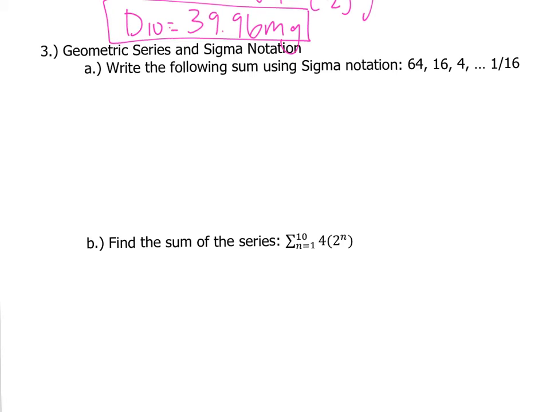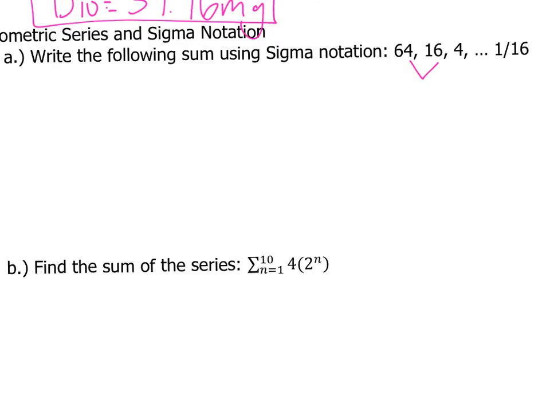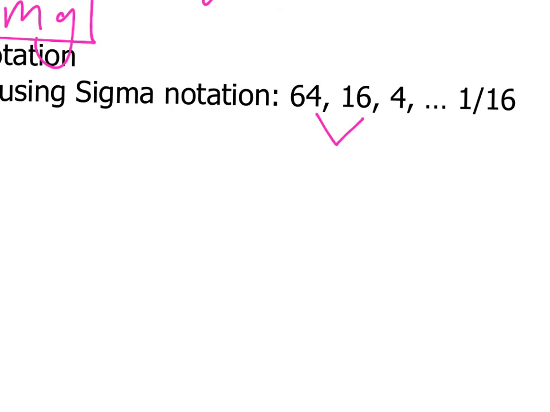Okay, since we are talking about geometric series, let's start off by finding our common ratio. The easiest way to find that common ratio is just to take literally the ratio of term 2 over term 1. So 16 over 64 is 1/4, right? Okay, so that's our value of r.